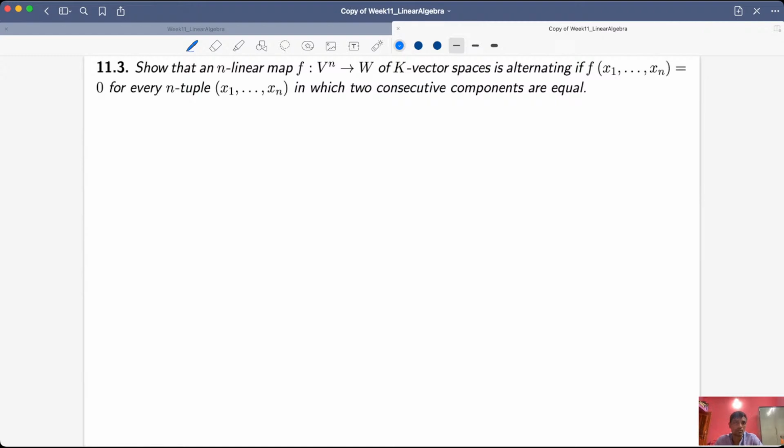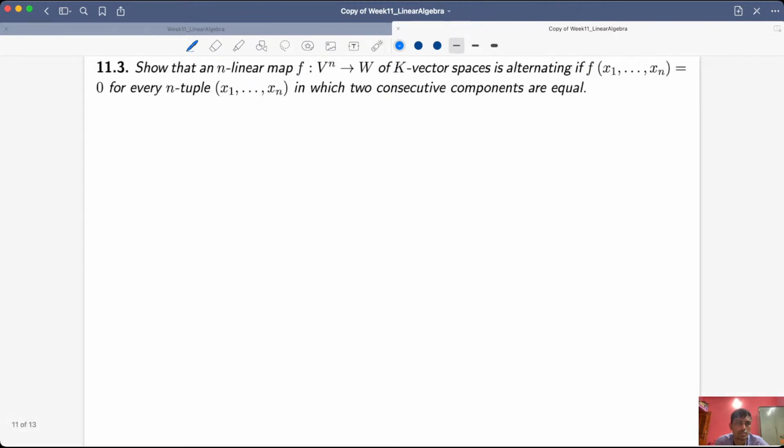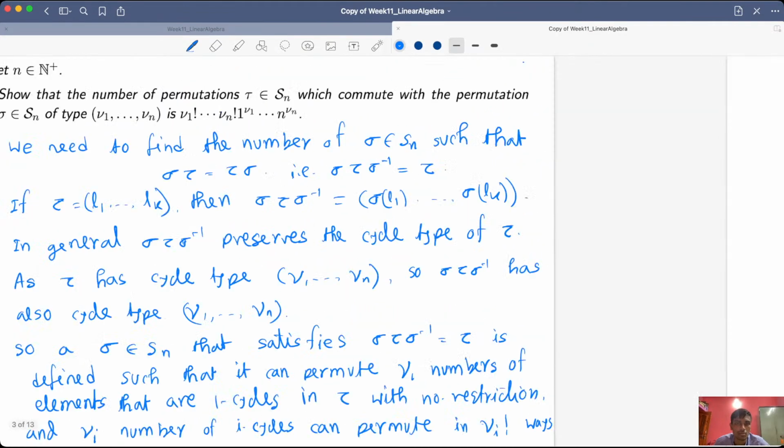Next, using this problem, you need to show that this function, defined through one alternating multilinear function and another k-linear map in this fashion, is alternating. So I will use this problem to show that it is alternating. This is all the problems which I wanted to discuss. I will write up these problems and upload them anyway. So let me stop here if there is no other question.